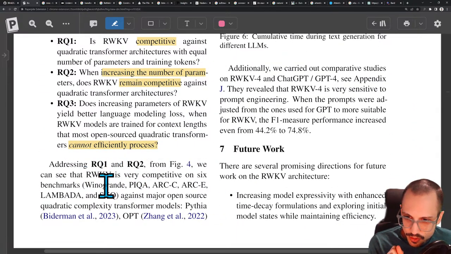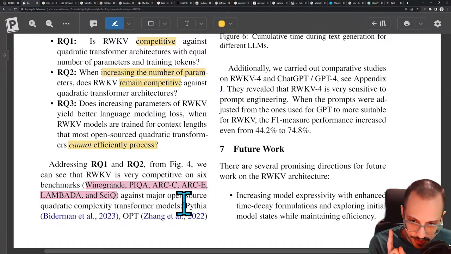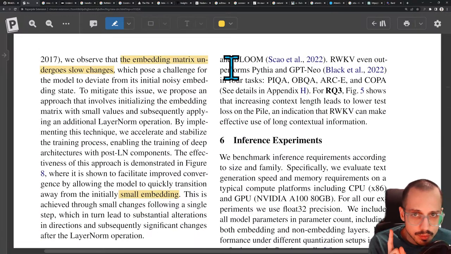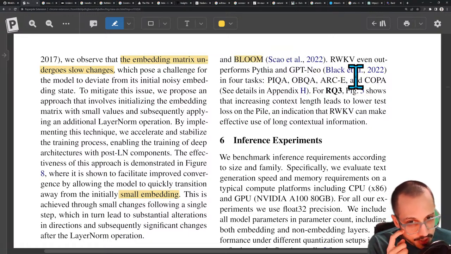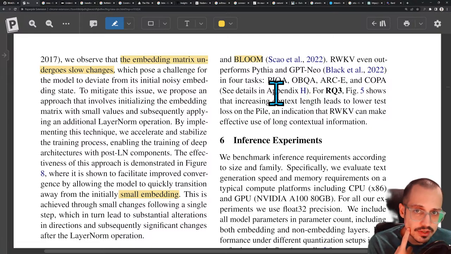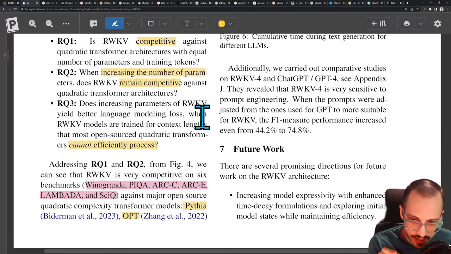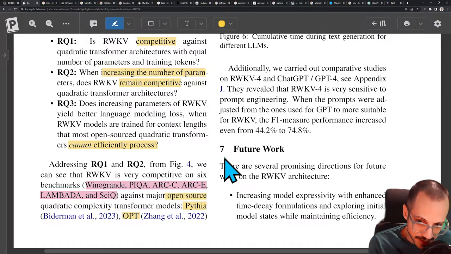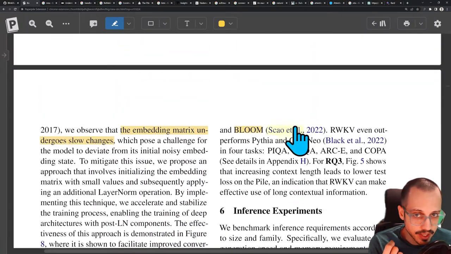They're going to compare on these benchmarks. So these are a couple different benchmarks against major open source quadratic complexity transformers. So Pythia, OPT, Bloom. Damn, they don't compare to PaLM or GPT or any of those. That's unfortunate, but I guess they're only comparing against open source models. So maybe in a way they're kind of making a political statement here by only comparing to open source models and not comparing to the PaLM and GPT models.